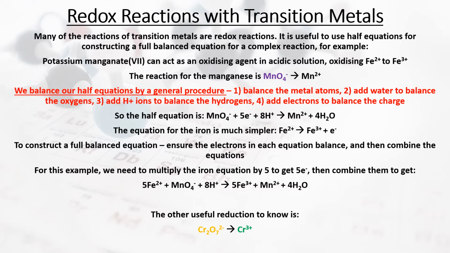Like with any normal equation, we have to make sure that our atoms and our charge balance on both sides. And so in this case, we'd have a 2+ charge on the right-hand side. To get the left-hand side to have the same 2+ charge, we'd have to add 5 electrons. And so our balanced half equation here is MnO4- plus 5 electrons plus 8H+ going to Mn2+ plus 4H2O.